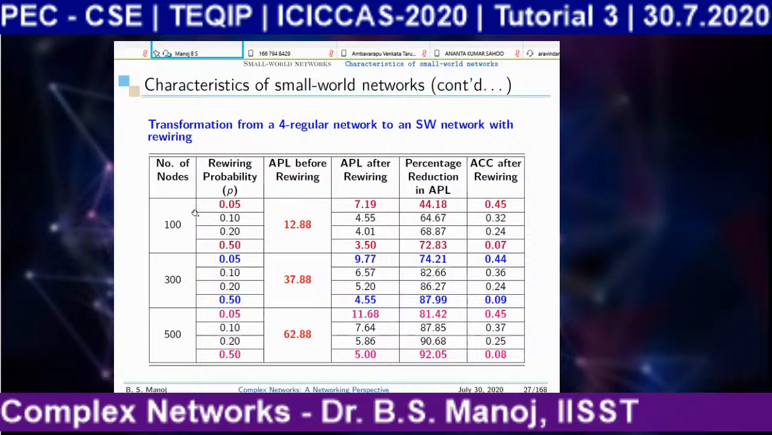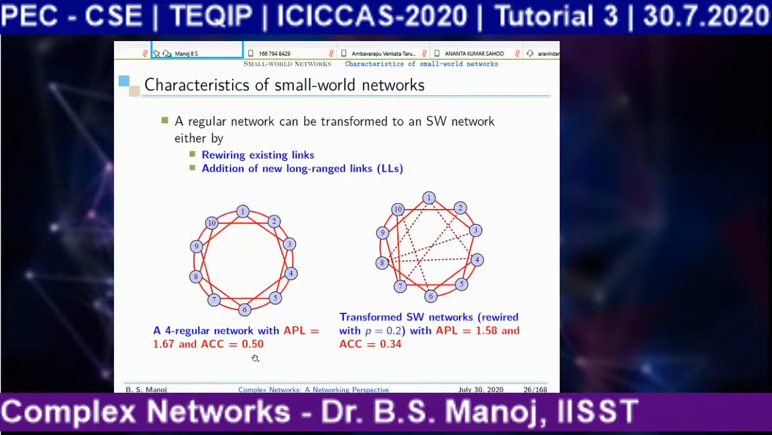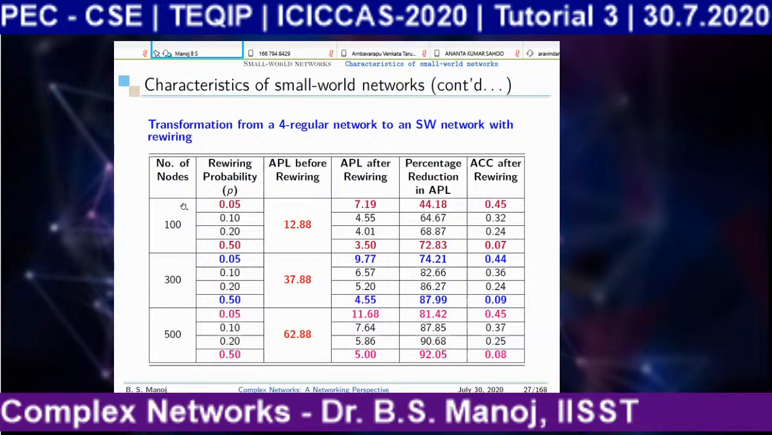Now, remember the clustering coefficient was 0.5. The clustering coefficient will remain 0.5 irrespective of the number of nodes because of the 4 regularity that we have seen here. So even with 500 nodes, the clustering coefficient is 0.5, and it can decrease a little bit depending on the p value. With this 0.05 p value, when you get an 81% reduction in the average path length, the clustering coefficient has come down only by 0.05.